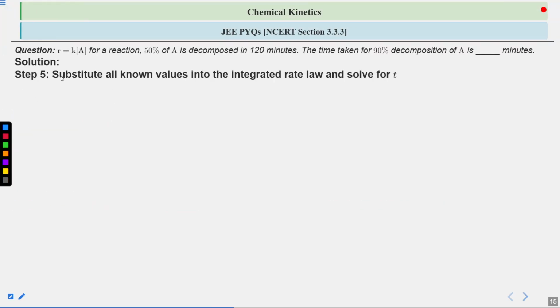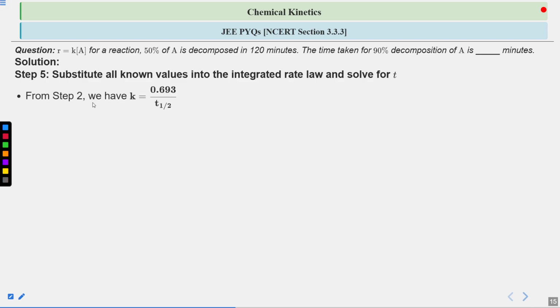Now we do step 5, which is to substitute all the known values in the integrated rate law and solve for t, because we have to identify the time taken by the reaction for 90% decomposition of A. Time is only given in the integrated rate law equation. From there, we substitute every value which is already known to us or which we have just simplified, and then we will get the value for t.